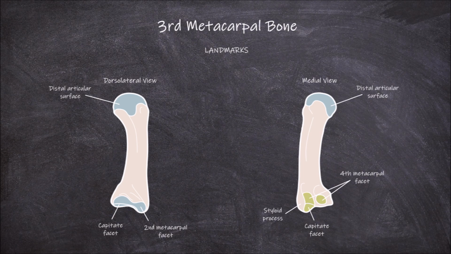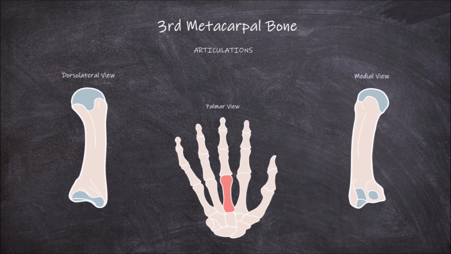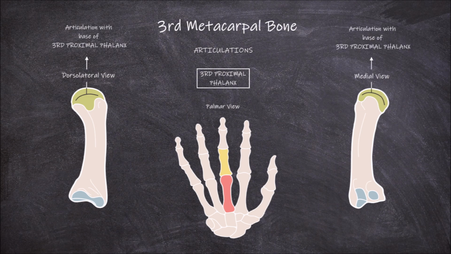Let's now take a closer look at the articulations this bone has with other bones. This bone articulates with four other bones. The first of these articulations is with the third proximal phalanx. The distal articular surface of the third metacarpal bone articulates with the base of the third proximal phalanx.